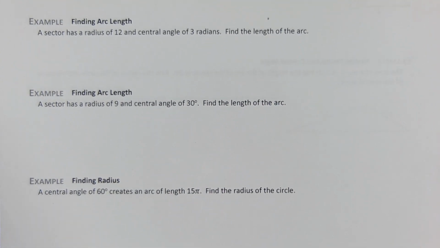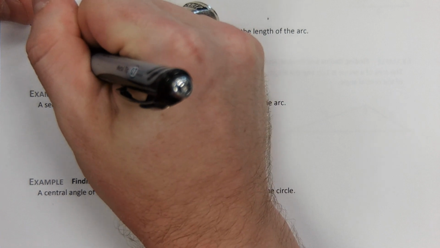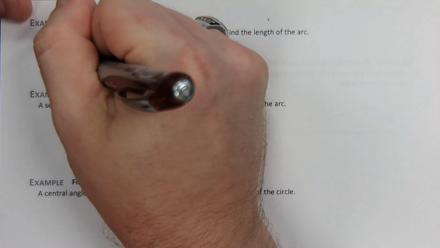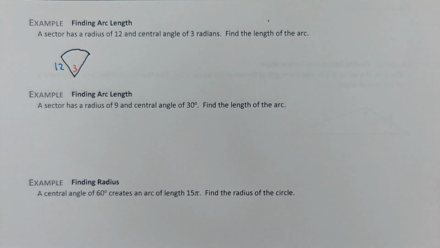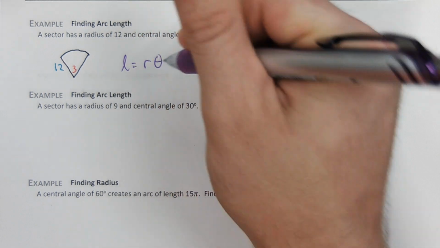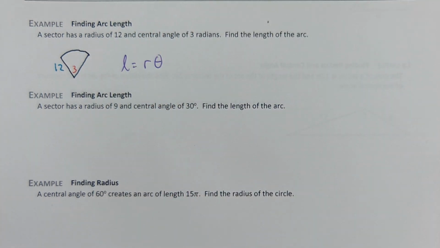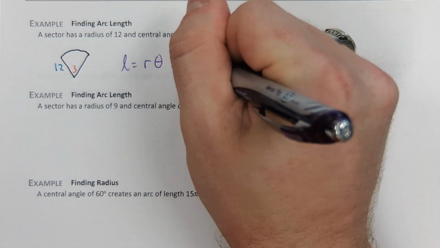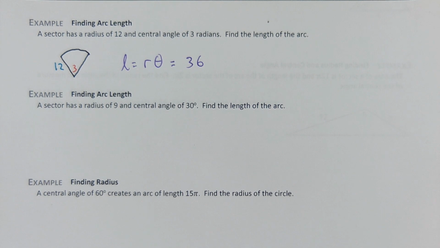Arc length. We have a sector with a radius of 12 and a central angle of 3 radians. You don't need the picture, but if you wanted to draw one, it's looking like this. We got a 3 radian angle and we got a radius of 12. Well, you want to memorize the formula? Write it every time you're going to use it. Length is r times theta, as long as it's radians. And this is radians. Literally 12 times 3. There you go. The length of that arc right there is 36.